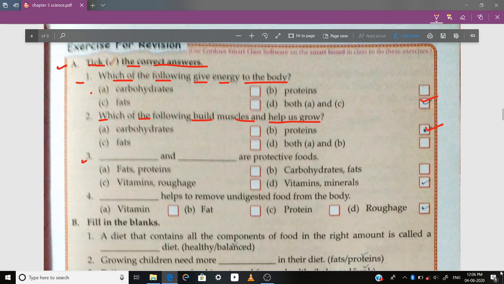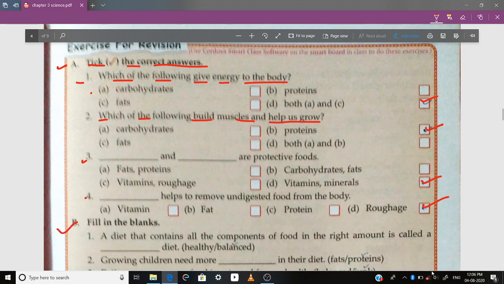Third, dash and dash are protective foods. So what are protective foods? Fat or protein, carbohydrate and fat, vitamins and minerals, vitamins and roughage. So the right answer is vitamins and minerals. These are protective foods. Four, dash helps to remove undigested food from the body. So the right option is roughage, because roughage helps us remove undigested food from the body.